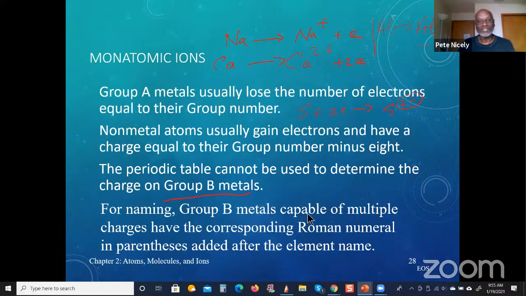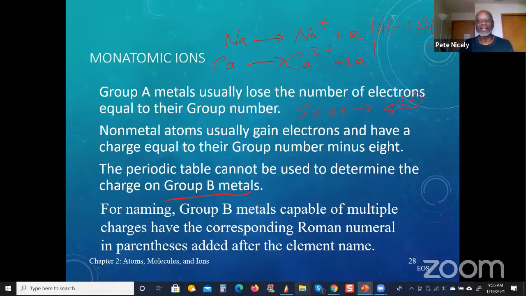Now, sticking to group B metals, you will notice that there are certain elements, in fact, most of them, that are able to form multiple charges, all right? And we have to make a distinction between those particular ions of the same element with different charges. And the way IUPAC recognizes them in terms of their nomenclature is that we use Roman numerals in parentheses added after the element name.